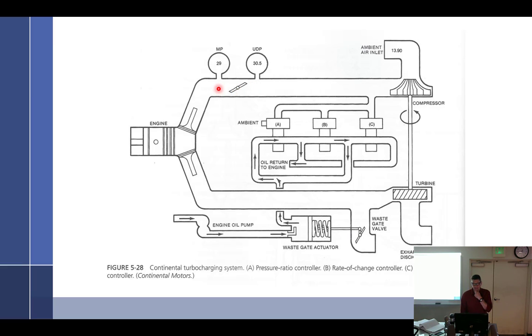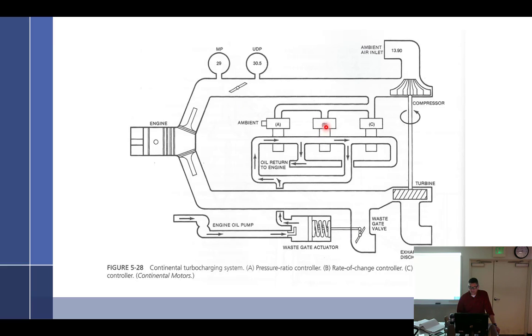Without the throttle, you have a loss on this side: engine, turbine, exhaust gas, wastegate, same thing. Engine oil pressure comes in, more oil pressure pushes on this and closes the wastegate, which means more turbo, or it bleeds off. Down here is the pressure ratio controller, which is connected to oil, ambient, and upper deck. Notice in this diagram, nothing is actually connected to manifold.